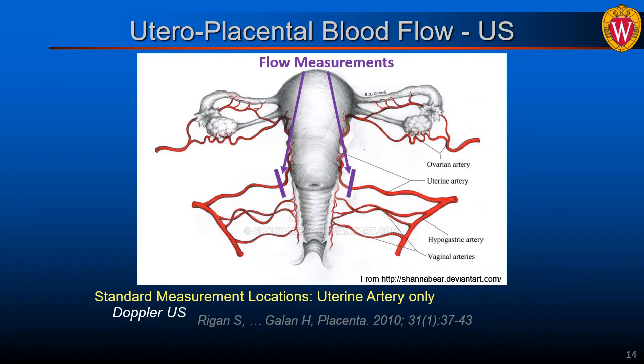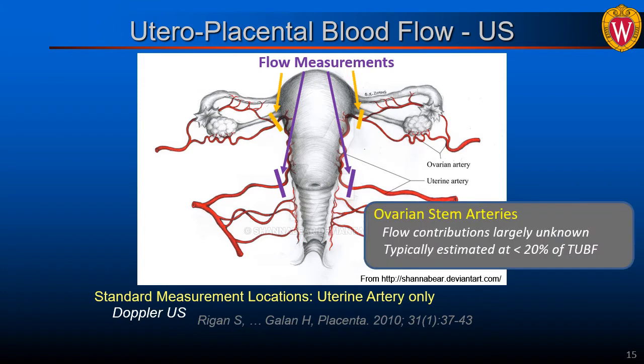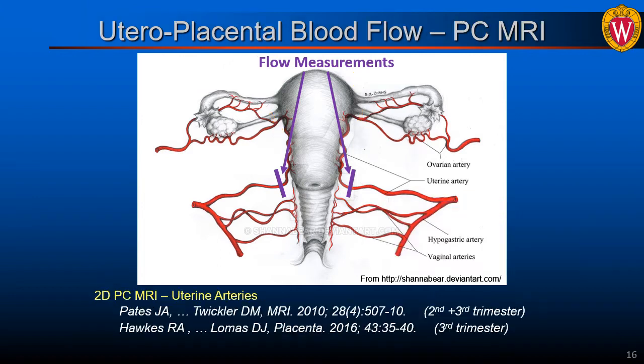Blood flow to the placenta can be measured with Doppler ultrasound. However, it is considered inaccurate because of the presence of complex flow. Also, contributions from the ovarian stem arteries are not captured, while they contribute about 20% of the total uterine blood flow and possibly more depending on placentation site.